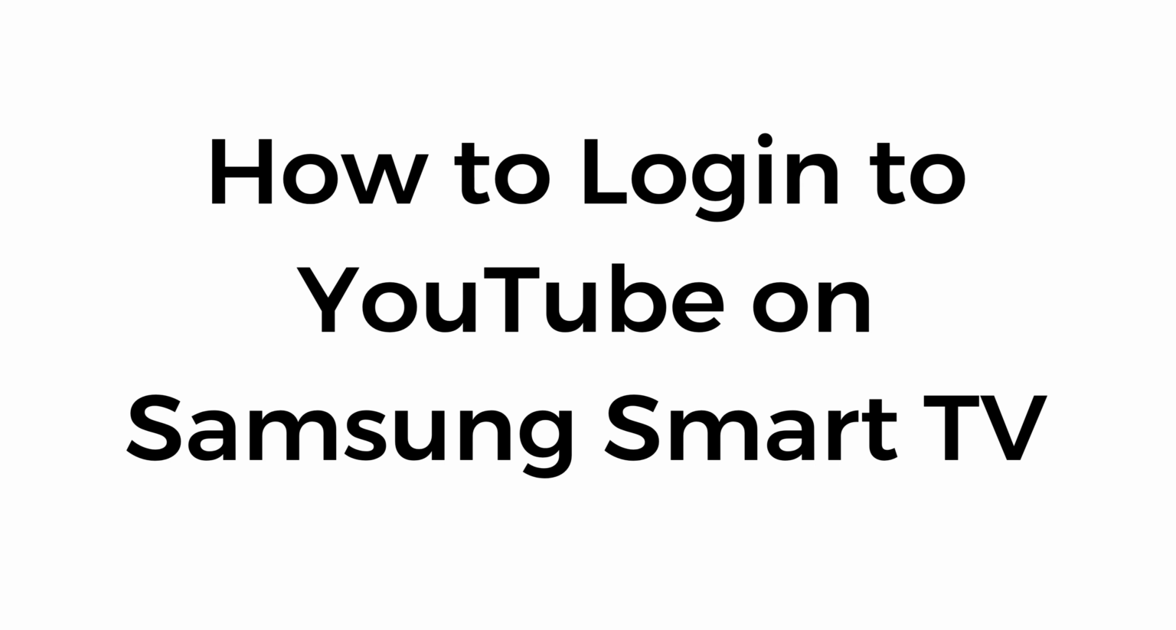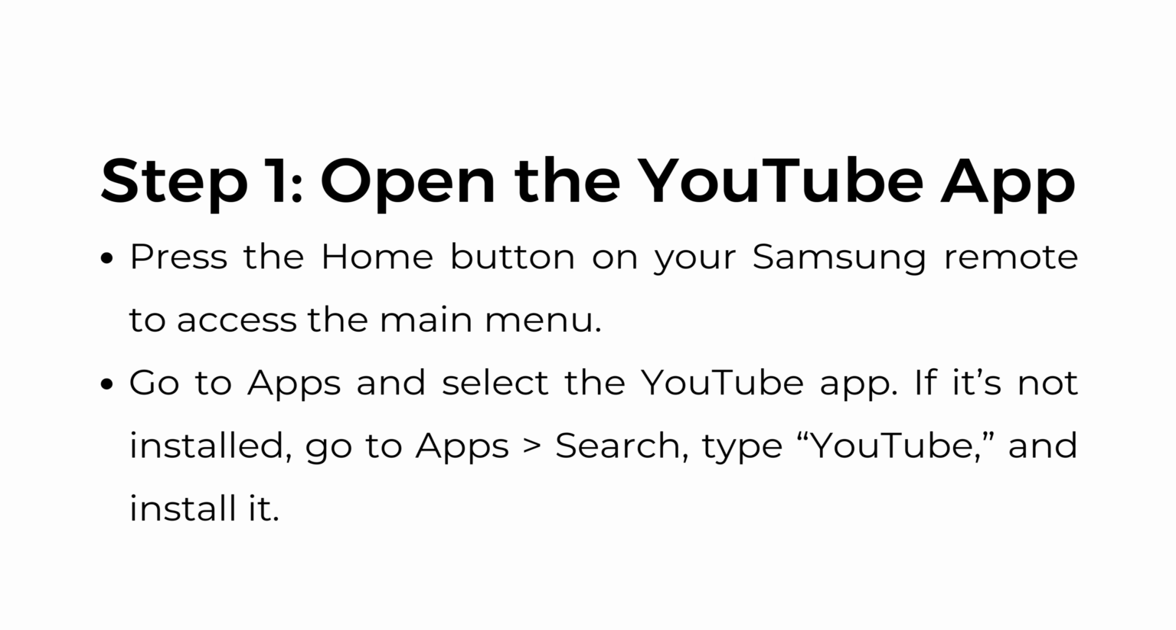How to log into YouTube on Samsung Smart TV. Step number 1, open the YouTube app. Press the home button on your Samsung remote to access the main menu. Go to Apps and select the YouTube app. If it's not installed, go to Apps, search, type YouTube and install it.